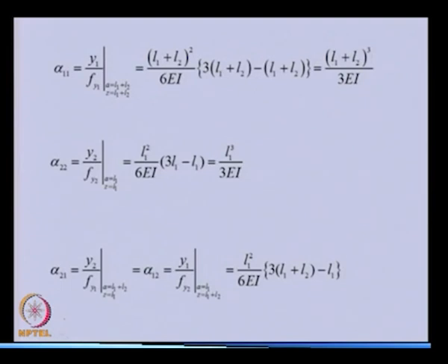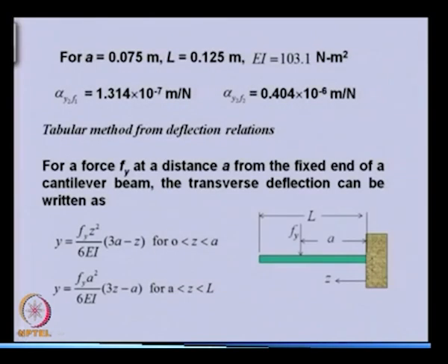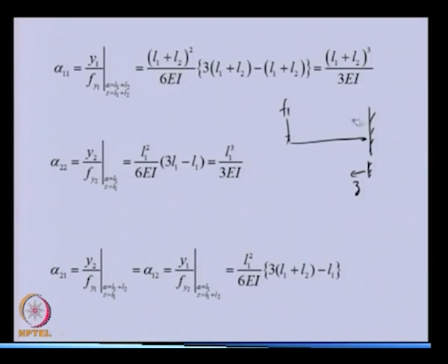Now, if we want alpha 11, that means we have a force acting here, and this is the Z location, the measurement of Z. Now, if we go back, A is the distance from the fixed end to the force. So, for this case, the distance A is this one, which is also equal to the total length L1 plus L2, and we want the displacement at the same position where the force is acting. So, Z defines the position where we want the displacement, and A is the position of the force. Both are the same here, the total L.